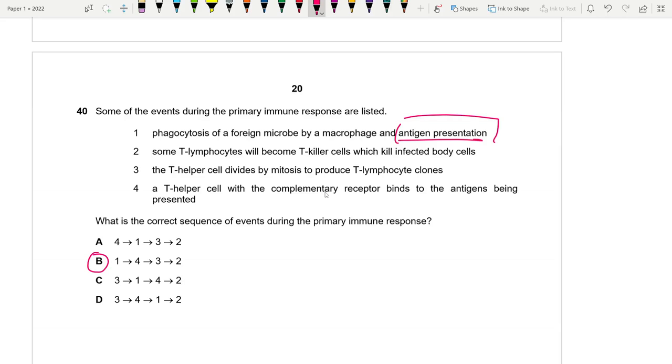Some T lymphocytes will become T killer cells. The T helper cells divide by mitosis to produce lymphocyte clones. A T helper cell with a complementary receptor binds to the antigen being presented. Okay, so one happens first, then after the antigen is presented, the T cell receptor binds to the antigen. So four comes second. So this T helper cell then produces many clones, okay? And then this proliferates other T killer cells, and it also stimulates B cells. That's how it works. It stimulates these by using interleukin 2 and interleukin 4 and 5 mainly. Okay, that's what the T helper cells do.